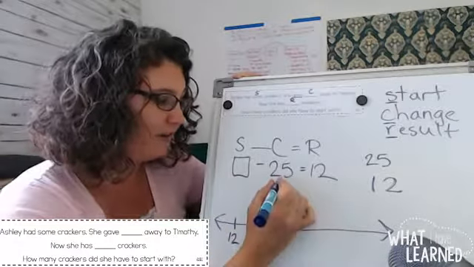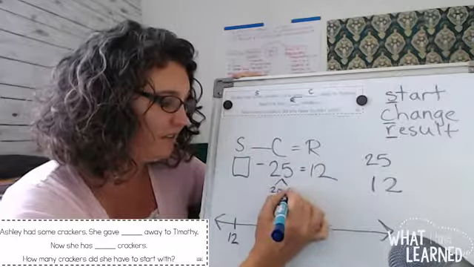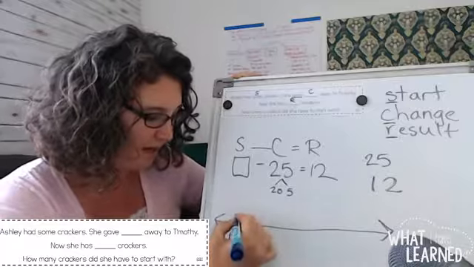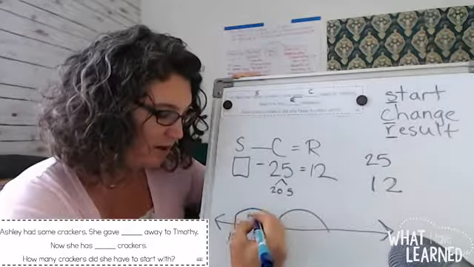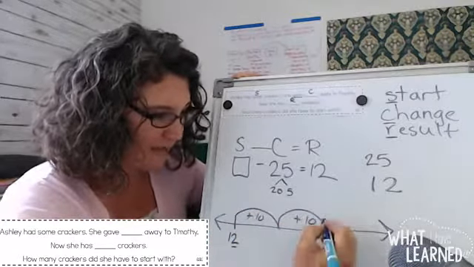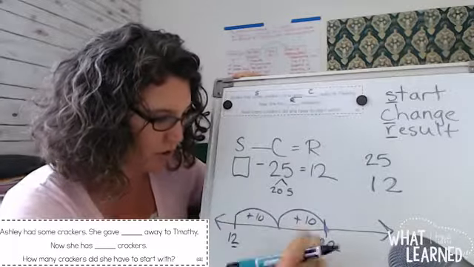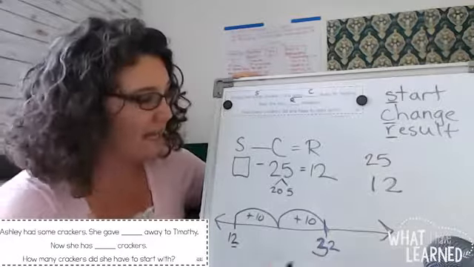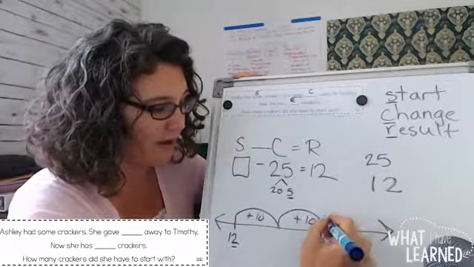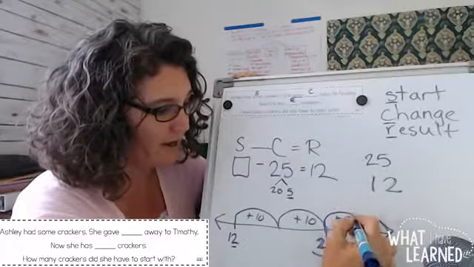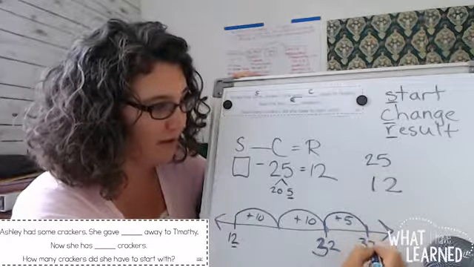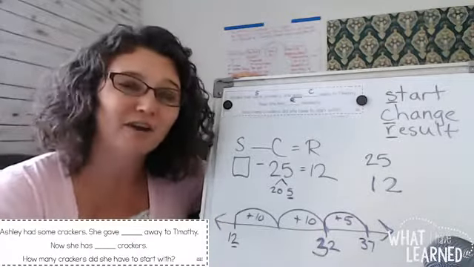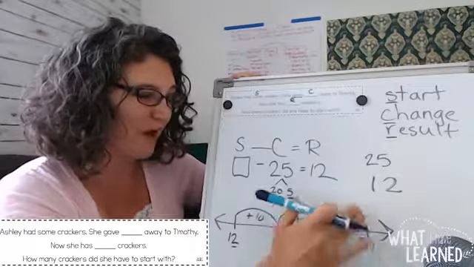Now, 25 can be broken apart into 20 and 5. And so that's going to help me solve the problem a little bit. This 12 right here, I can count up two 10s. So we're going to say plus 10, and that'll get me to 32. It'll get me to 32 right there. And then I'm going to count up that 5, and we're going to say plus 5, and that gets me to 37.